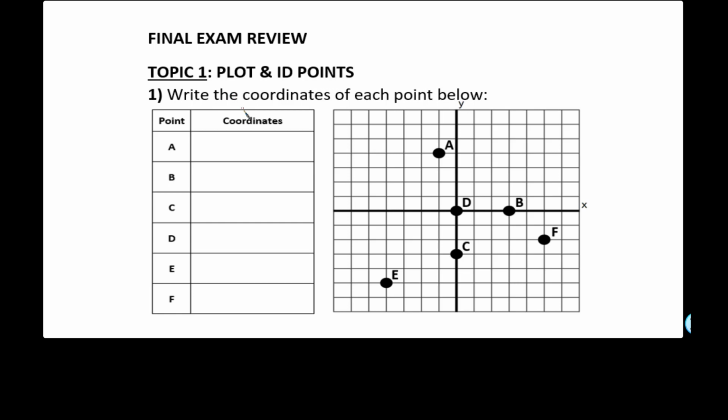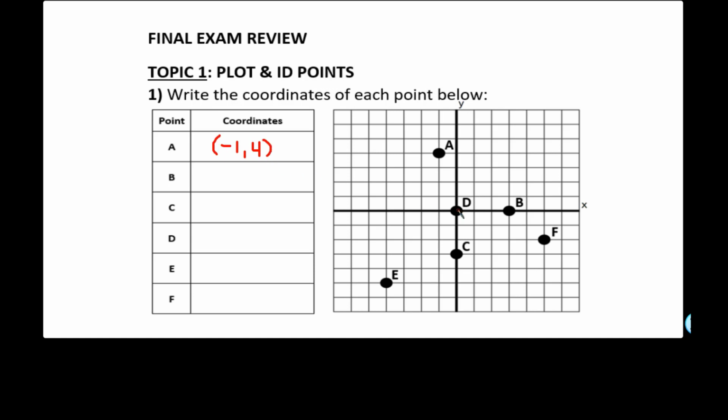So in order to identify the coordinate for point A, we put a pencil at the origin, and to get there we move 1 to the left and then 4 up. So this would be -1, comma 4. And then make sure you put in parentheses.